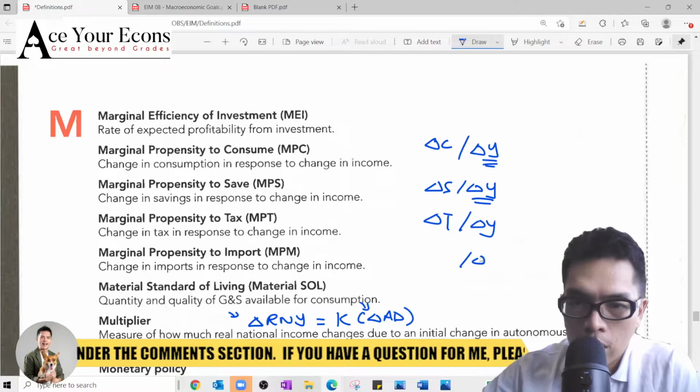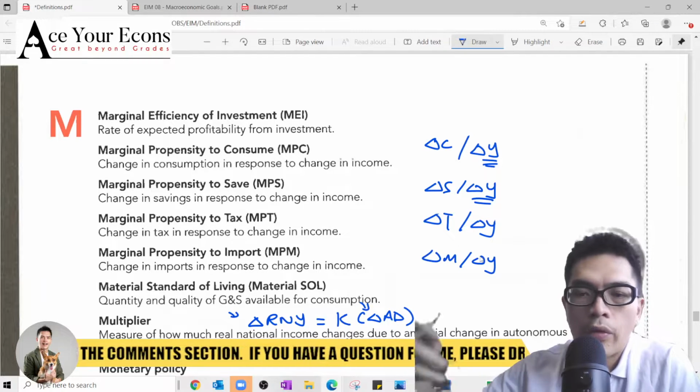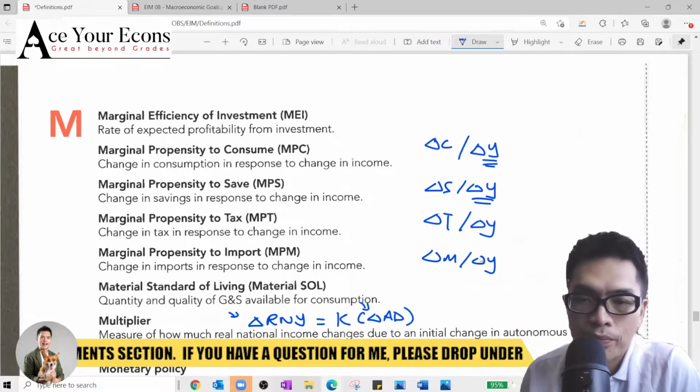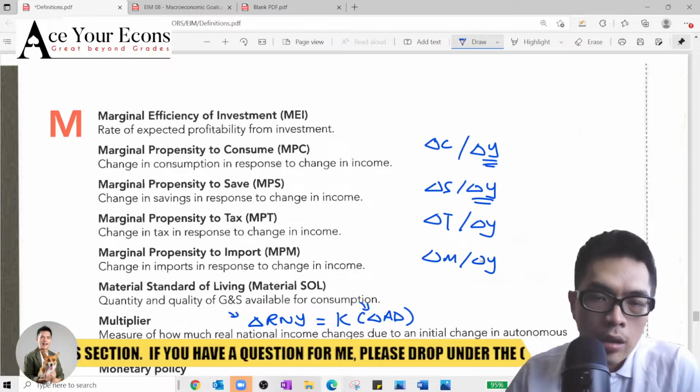Tax, imports. For every last dollar that you make, how much goes to imports? How much goes to taxation?